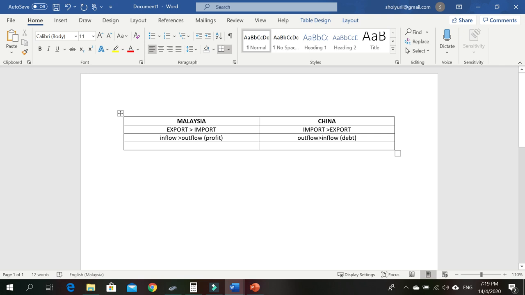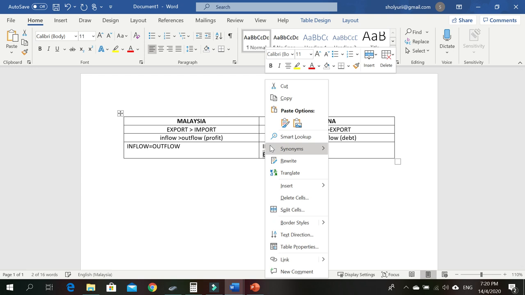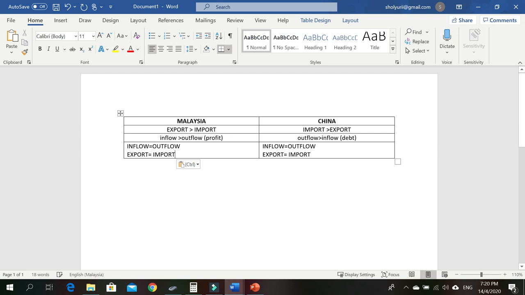The inflow should equals the outflow for both country. Maksudnya, the import mesti sama dengan, inflow is export. Mesti sama dengan import for both country. Situation ni mesti sama for both country. Barulah kita kata win-win situation. This is the best situation for both country.